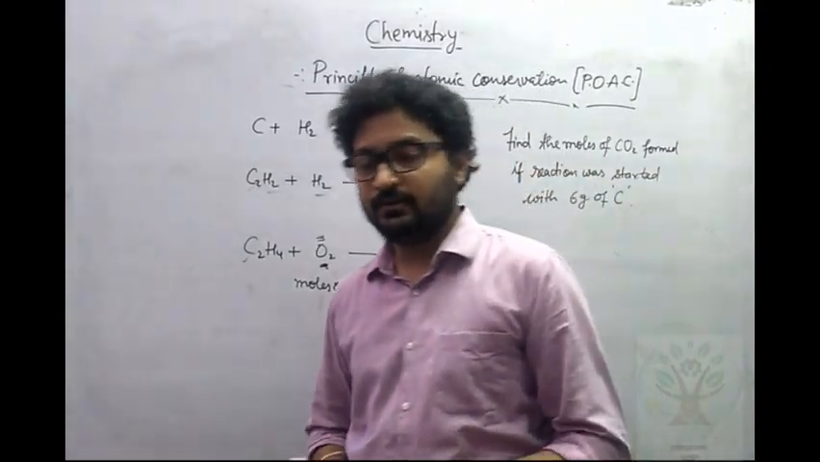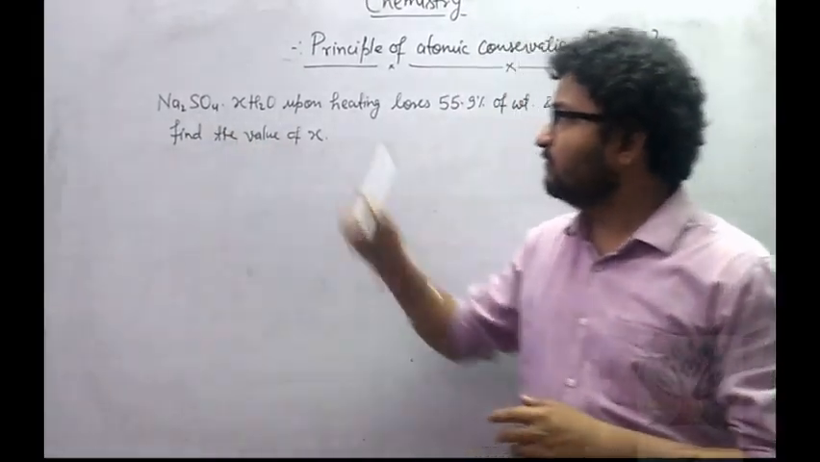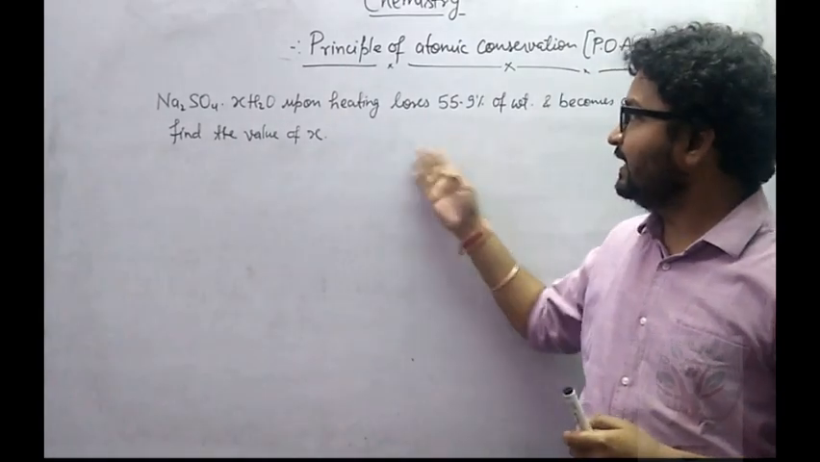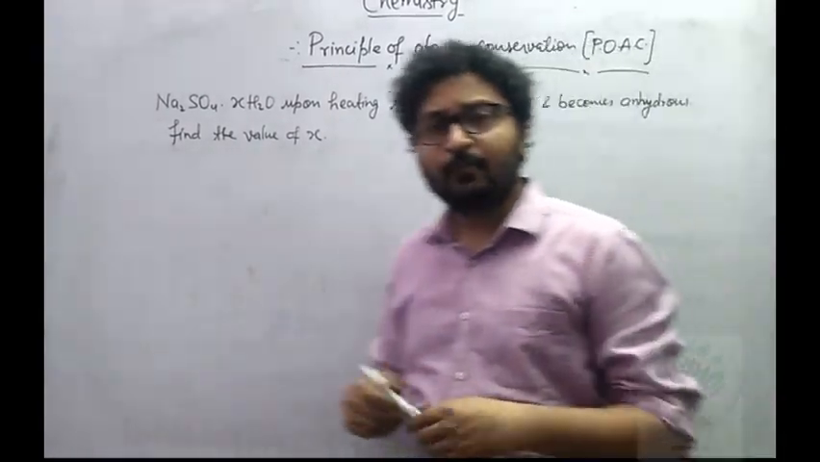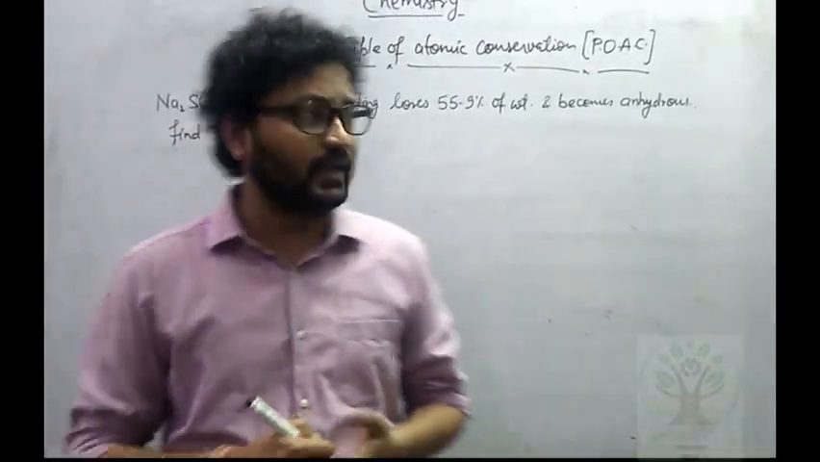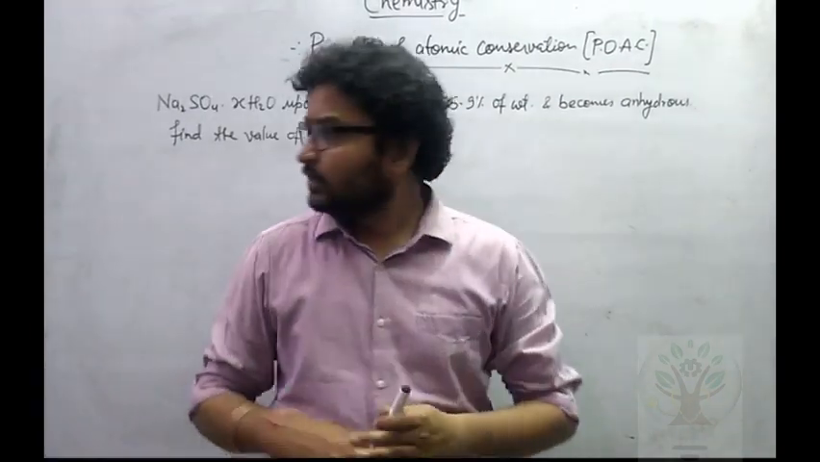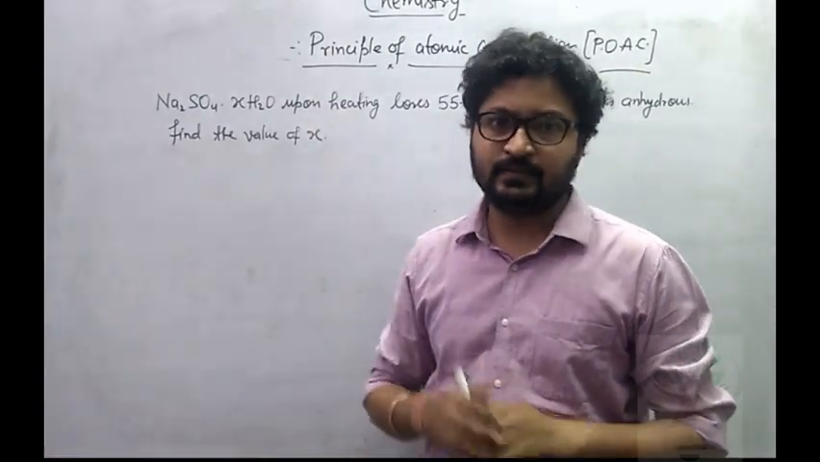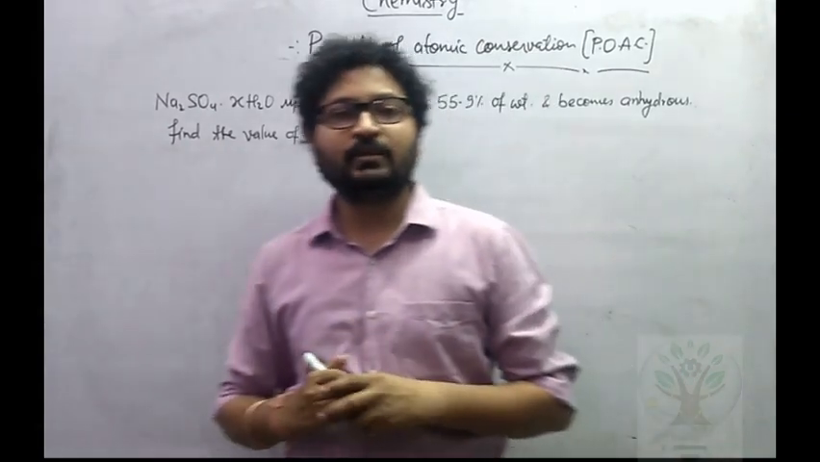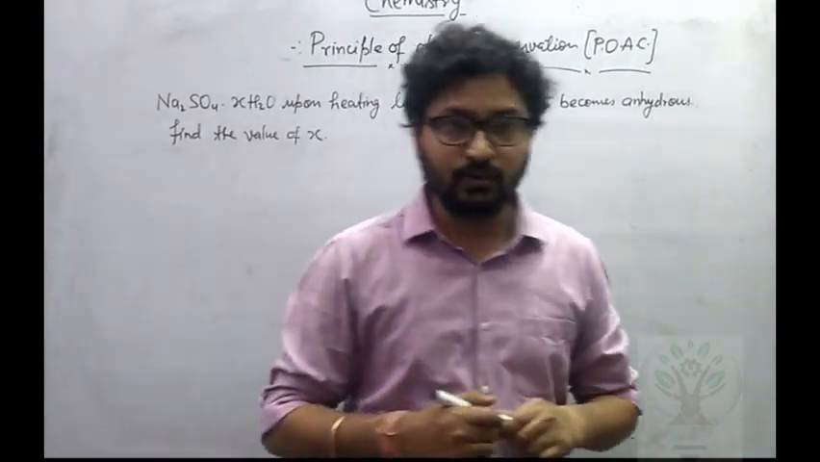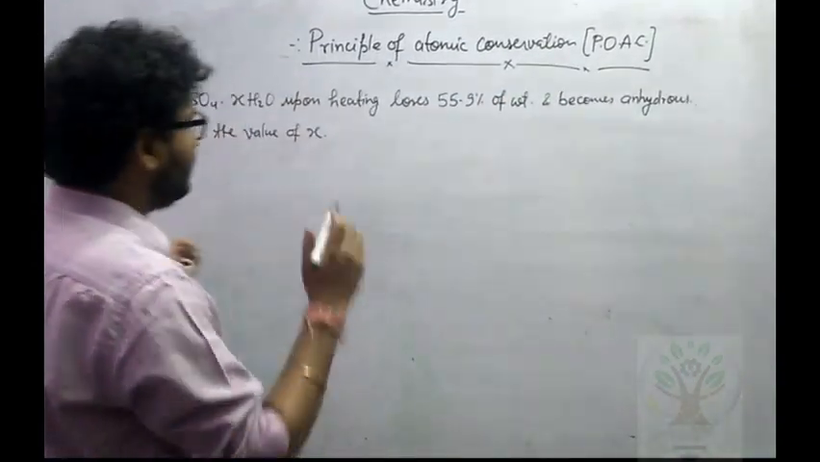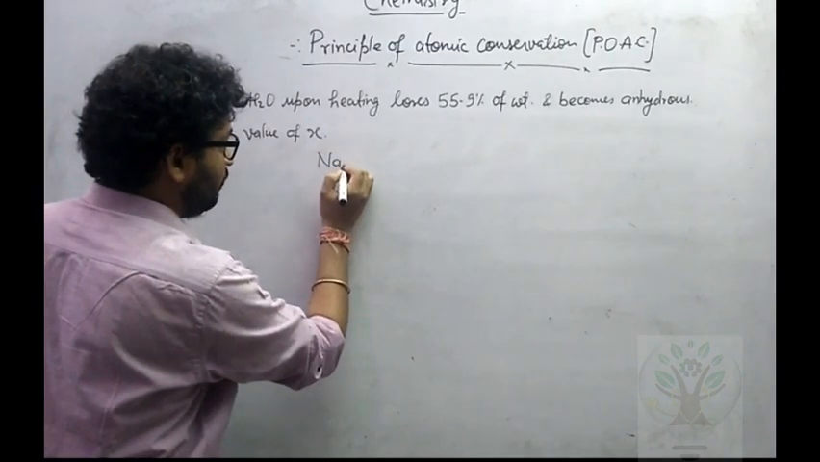Good. Let's move forward. Now the next question is: Na2SO4.XH2O, upon heating, loses 55.9% of its weight and becomes anhydrous. So they are saying find the value of X. Now, there are two methods for solving this question. I will explain both.